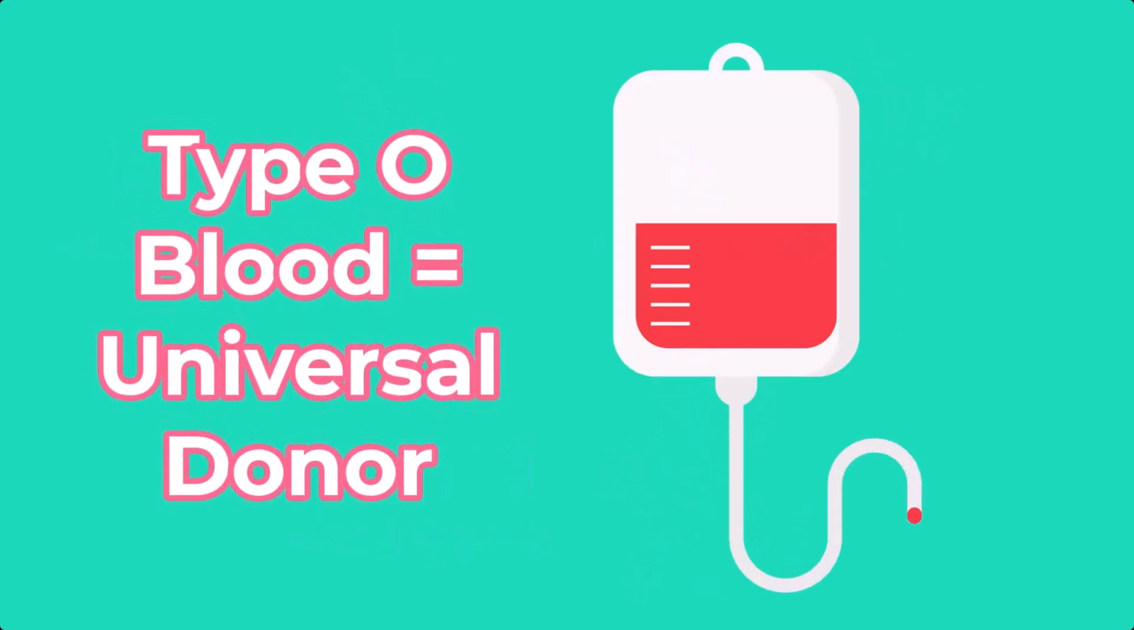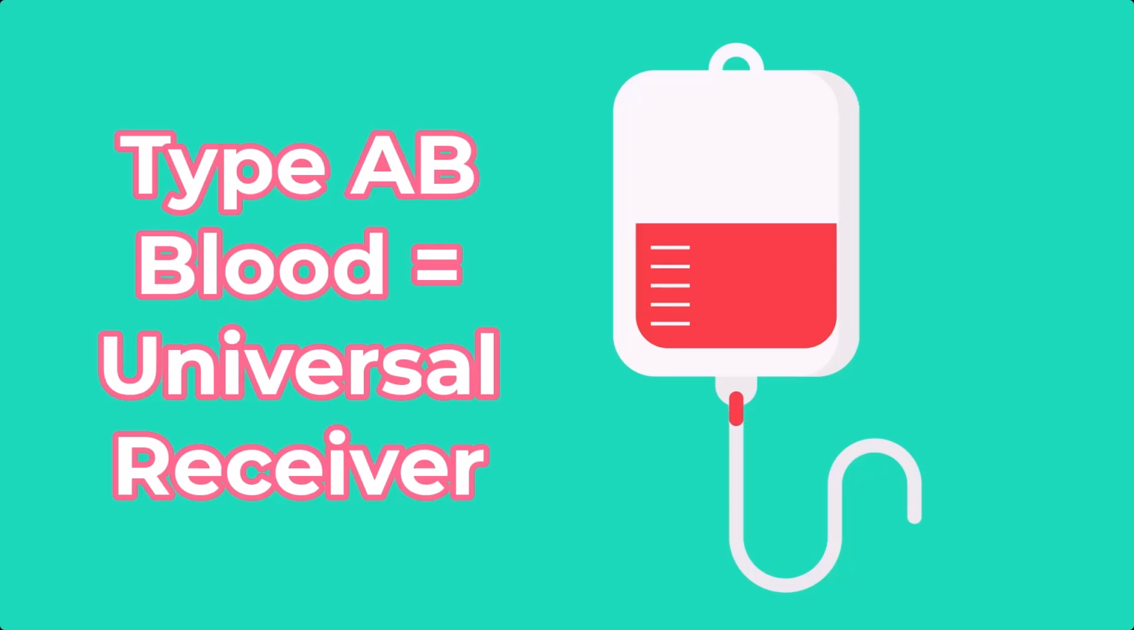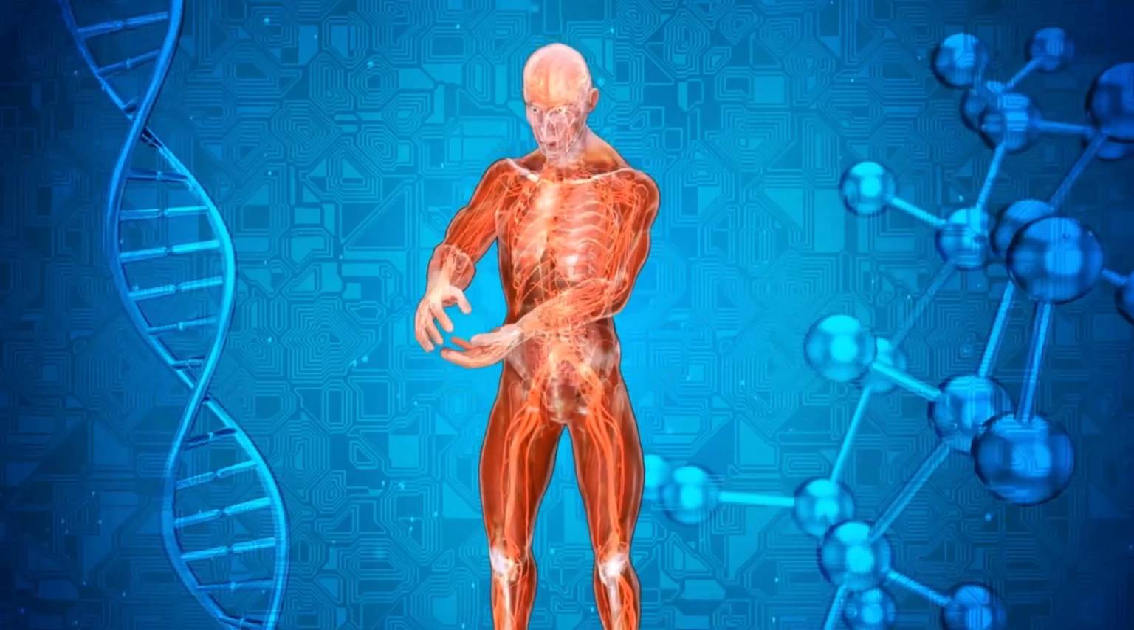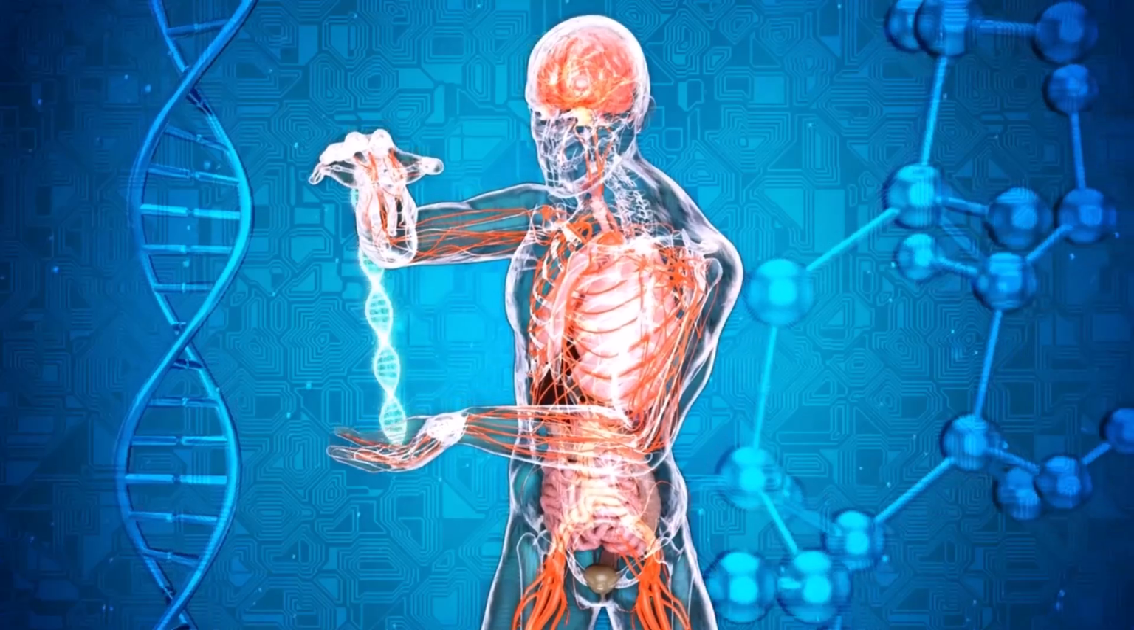Type O blood reacts with no others, making it a universal donor. Conversely, a person with type AB is a universal receiver. In many cases, one gene influences several characters, a property called pleiotropy.